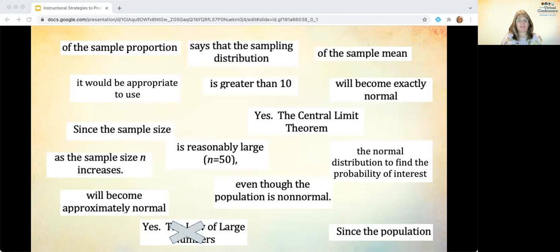And we're not talking about sample proportions, we're talking about sample means. And it's not about the sample size being greater than 10. It's about the sample size being greater than 30. The sample size is reasonably large at 50. We never talk about the normal distribution being exactly normal for a situation like this. It's only approximately normal, since we can't have an infinitely large size fish or infinitely small size fish. And it's not about the population, it's about the sample size.